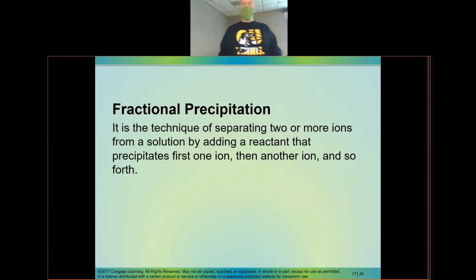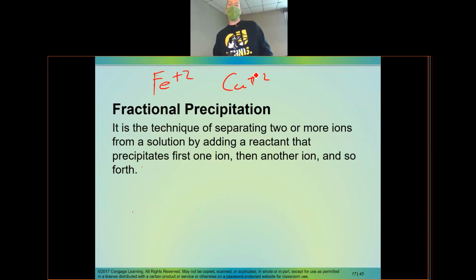All right, a fractional precipitation. Here is when you're going to have two metals and you want to precipitate one out but leave the other one behind. It doesn't matter what the metals are. Say you have an iron +2 and a copper +2. So you have a solution, all in one beaker, with iron +2 and copper +2, and you want to separate these two ions.